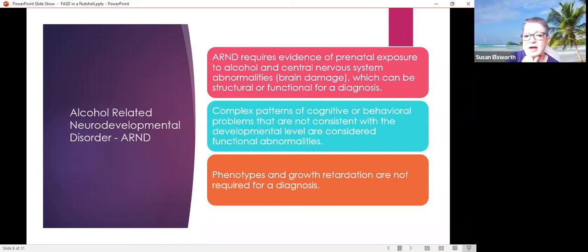And we know that our function has been compromised because we start looking at their scattered skills. When we talk about complex patterns, what we're referring to is those scattered skills, where they may be way ahead in certain milestones, slightly close to some, or woefully behind in others.